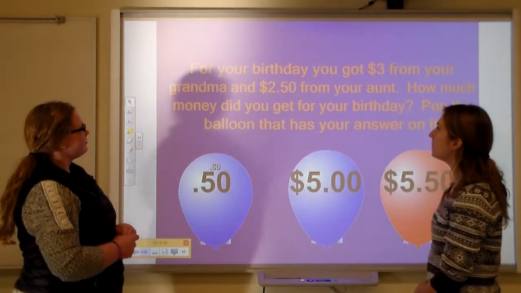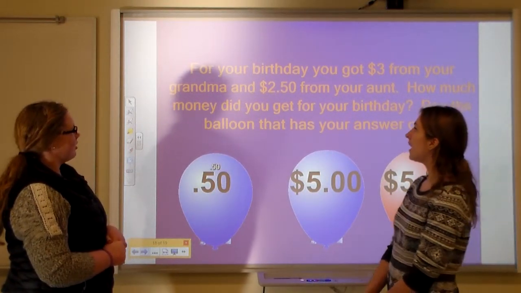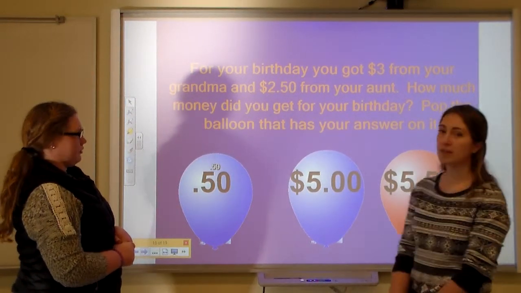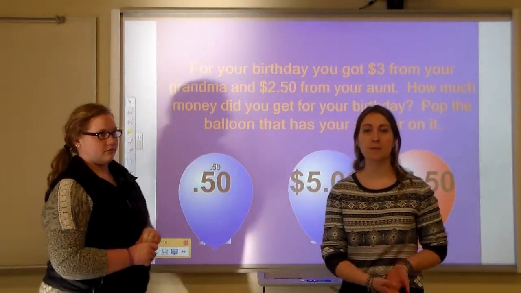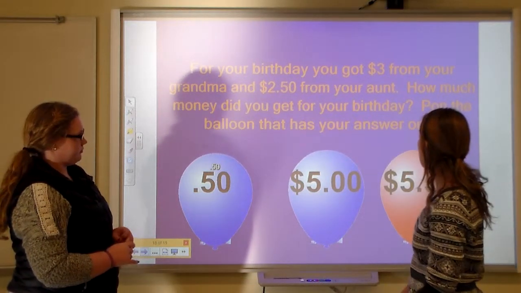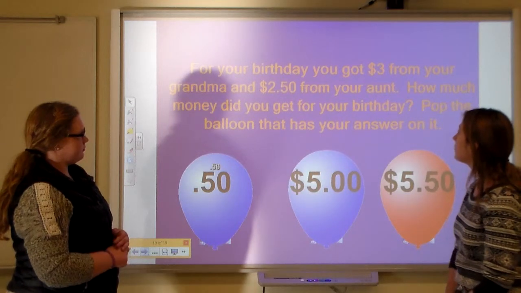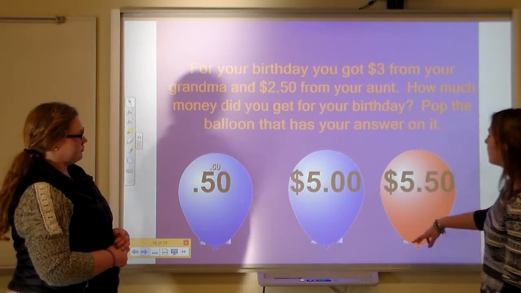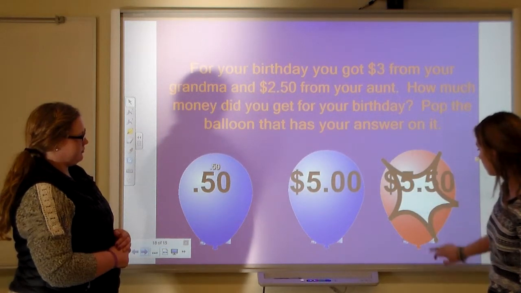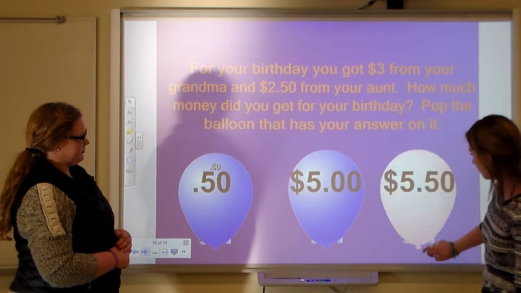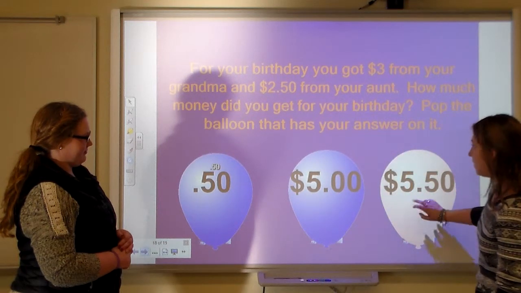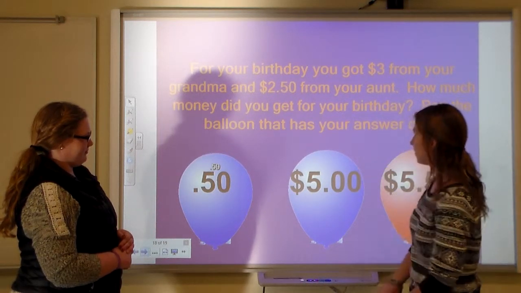All right, here we have another word problem. For your birthday, you got $3 from your grandma and $2.50 from your aunt. How much money did you get for your birthday altogether? So we would have our students take out a sheet of paper and work on the problem on their own, and after they had completed it, we would call one to come up to the board and choose the answer that they had on the balloon. So let's see, we would do $3 plus $2.50. Let's say a student came up with $5.50. And that is the right answer.